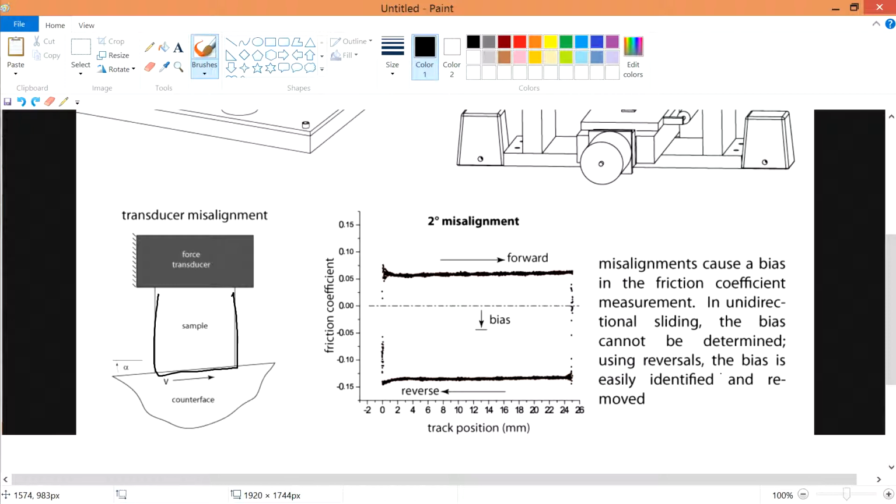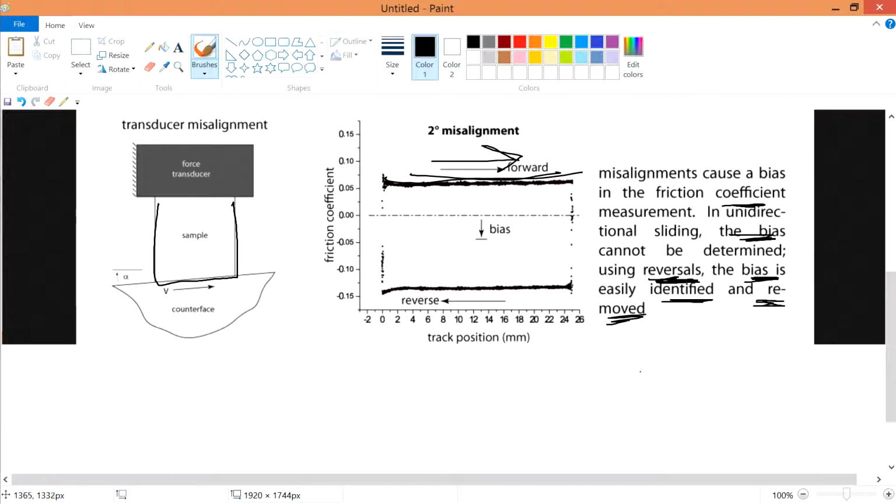In unidirectional sliding, meaning one direction, the forward direction, the bias cannot be determined. You don't know whether the coefficient measurement is biased or not. Therefore they use a reversal method that goes in the reverse way, so that this bias can be easily identified, and then you can correct for it. Hopefully that's clear.